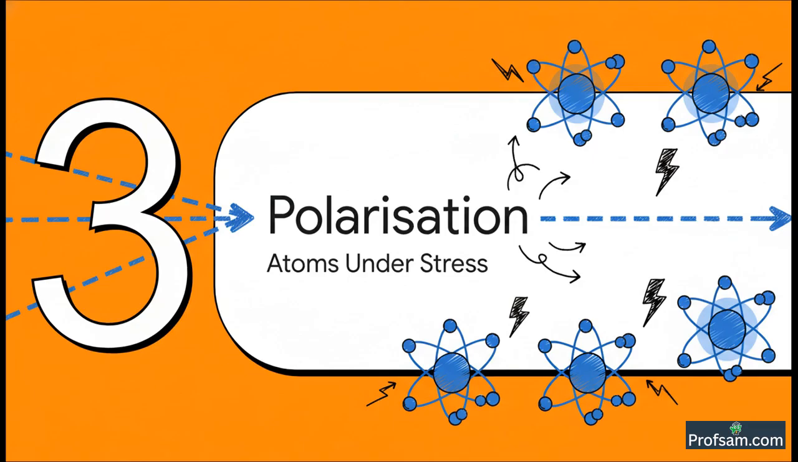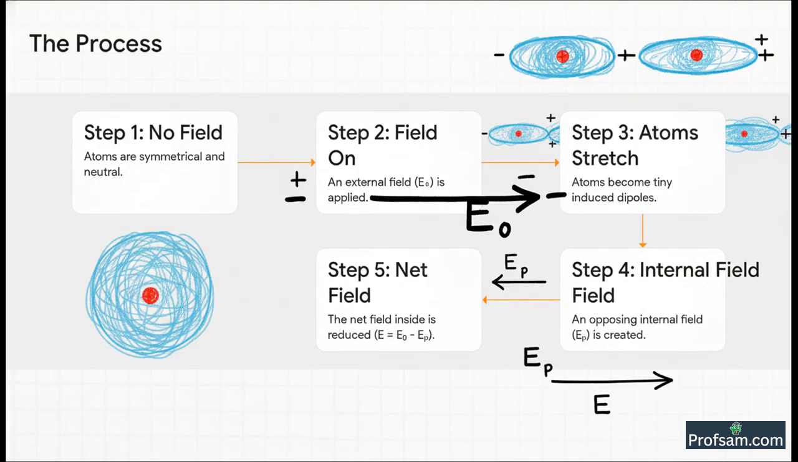Let's take a look at what is actually happening deep inside that dielectric material. Let's break this down step by step. It's really simple if you just follow along. First, look at step one. When there is no external field, the atom is perfectly happy and symmetrical. See? The positive nucleus is right in the middle of the negative electron cloud, all balanced. Now, for step two, we switch on an external electric field. We'll call it E0.